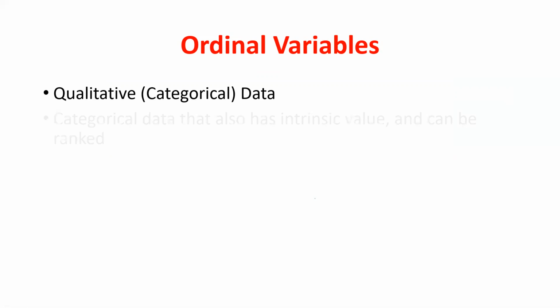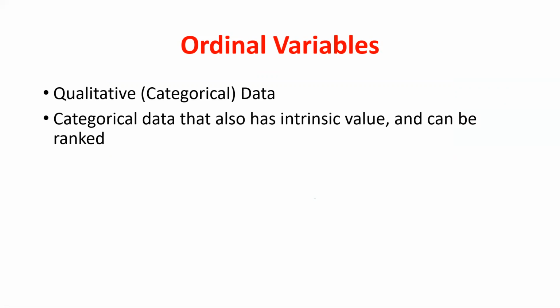Ordinal variables are a little bit more useful, right? Ordinal variables are still qualitative, so they're still non-numerical, they're still words, but they allow us to rank the players. And there's some intrinsic value associated with the ordinal variable's value, or whatever the string of words is.